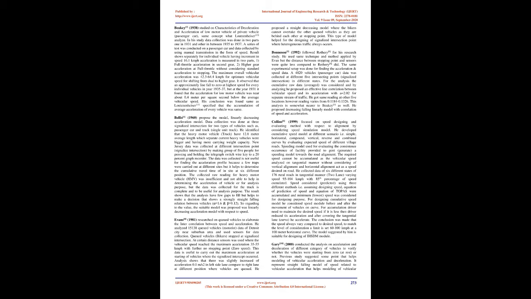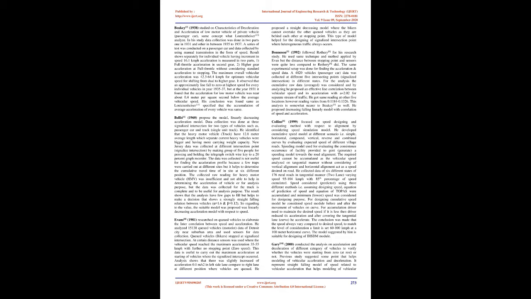New Jersey data was collected at different signalized intersection points, by making a group of 5 people for pressing and holding the telegraph switch wire key to a 20% graph recorder. The data collected is not useful for finding the acceleration profile because only a few traps were carried out at different sites, but it helps to determine the cumulative travel time inside at 6 different positions.